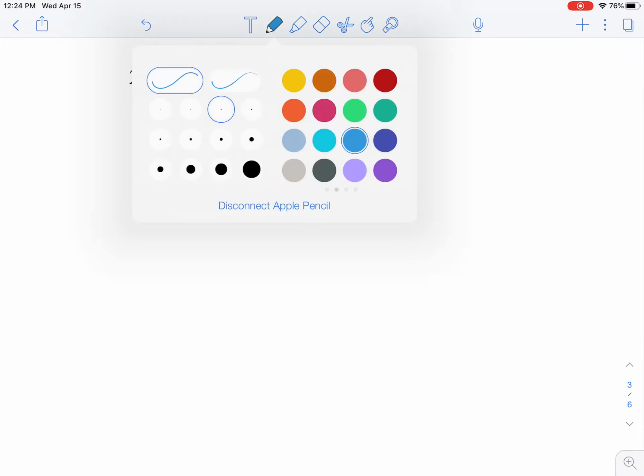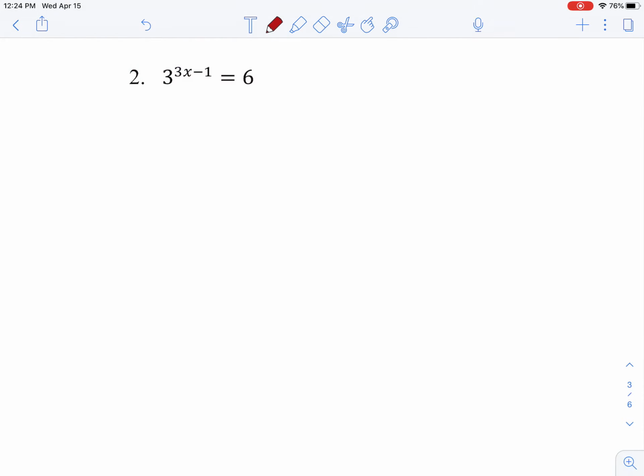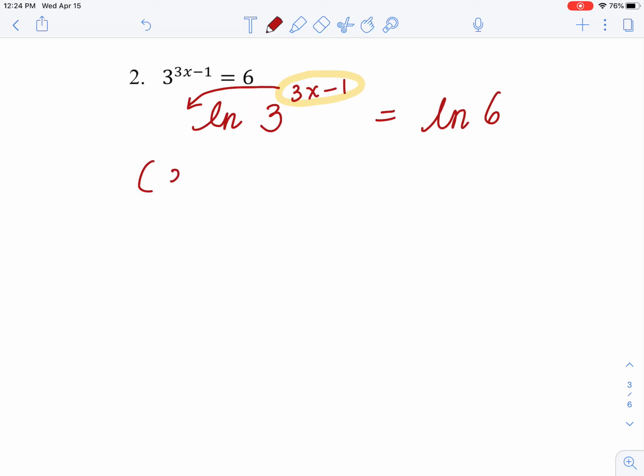Let's try a couple more. Okay. 3 raised to the 3x minus 1 equals 6. You know my thing. I take the natural log of both sides, and I'll continue to do that. Natural log of 3 raised to the 3x minus 1 power equals, on the right side, the natural log of 6.